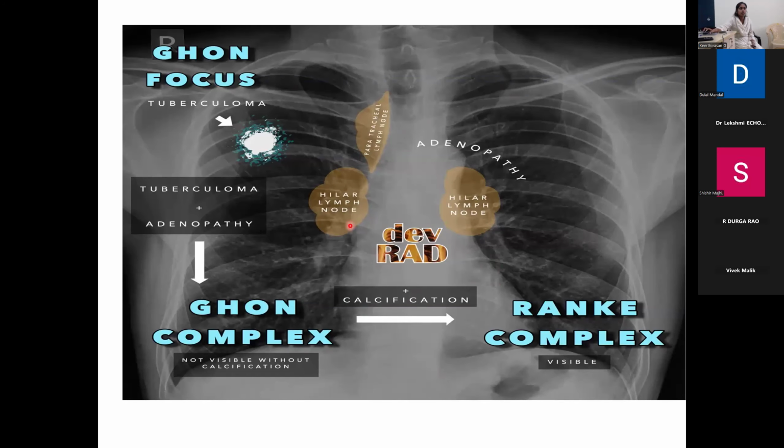So based on this X-ray, you have the Ghon focus, which will be like an opacity or like a tuberculoma, and then when you have the hilar node or a paratracheal lymph node, that's mediastinal or hilar node, then it becomes the Ghon complex. Okay, and when it gets calcified, that is nothing but the Ranke complex. Because it is calcified, it will be much whiter, and you will be able to delineate it properly. It will be easy to recognize on an X-ray when it gets calcified.